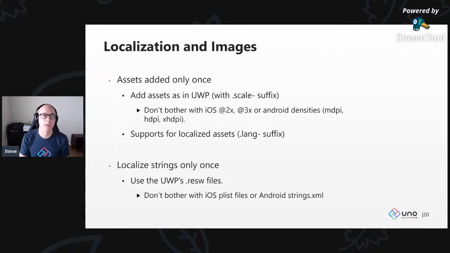And same idea for strings. So localizable strings only go in one spot. They go in the same way that you do in a UWP application. They go in the resw file. And you don't have to bother with things like the iOS plist or the Android strings.xml. That's all done for you behind the scenes, thanks to Uno.